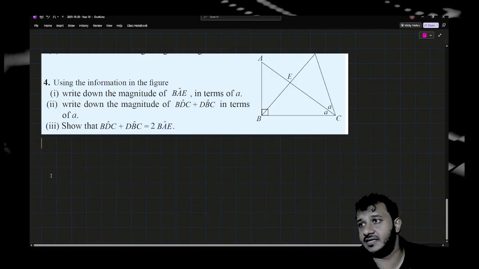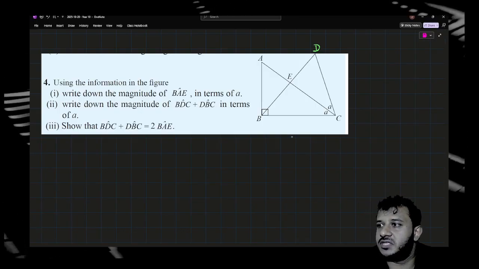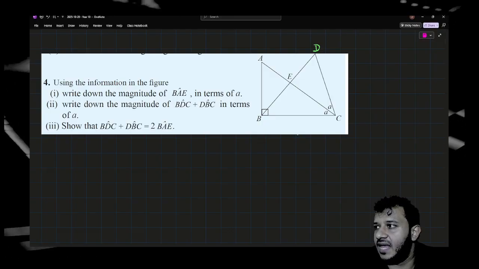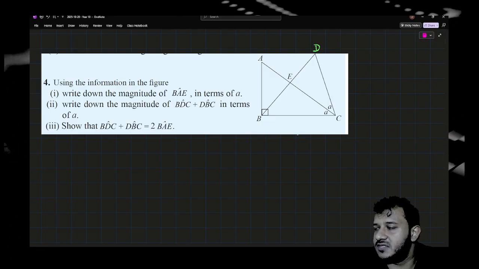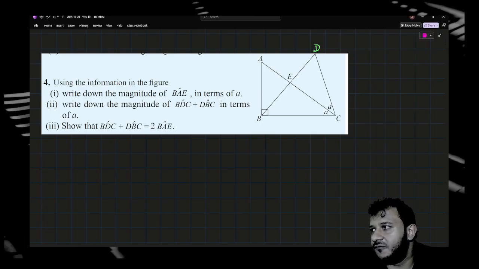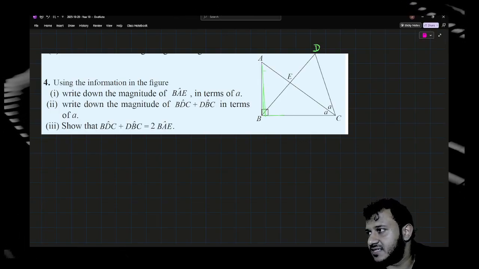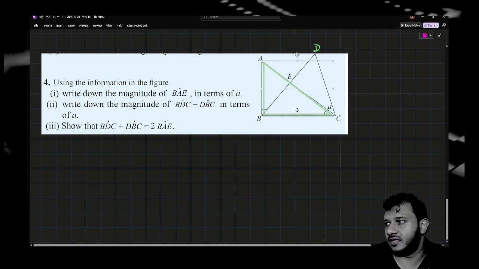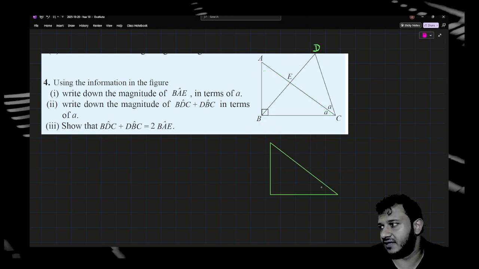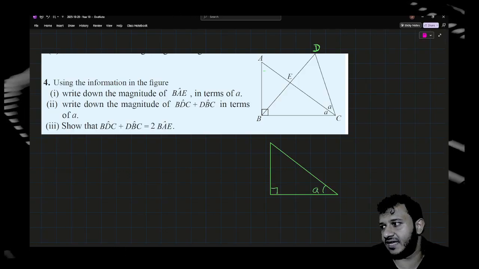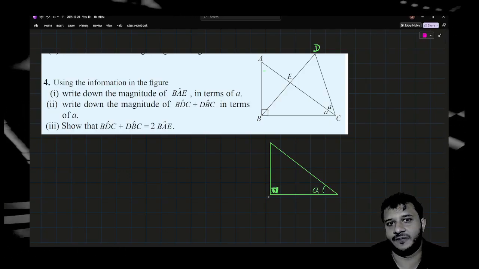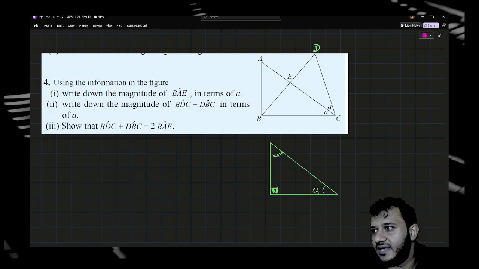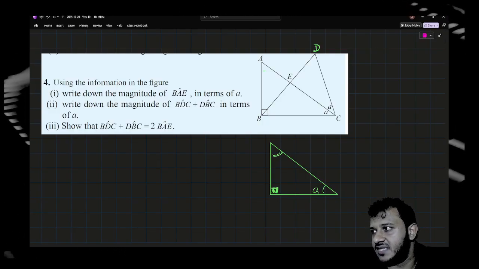By the way, this is a D here. Yeah. Using the information in the figure, write down the magnitude of BAE in terms of A. Remember, if you look at it, you can see this is a triangle here. Do you guys agree? In this triangle, Pute, this angle is A, they say, this angle is 90 degrees, they say. And they are asking what is this angle? BAE. BAE means this angle here.